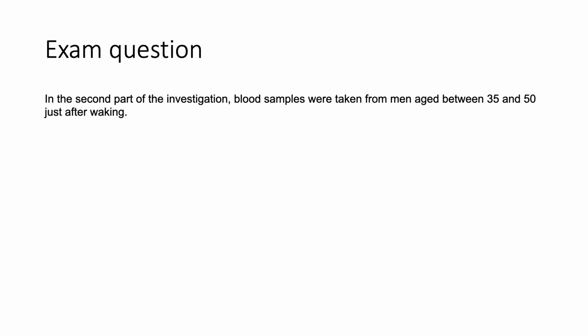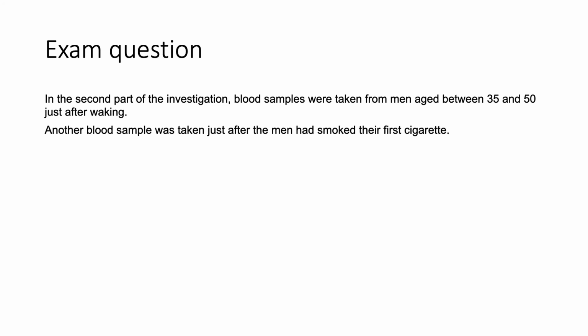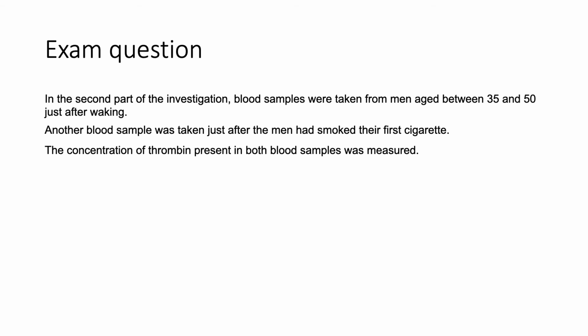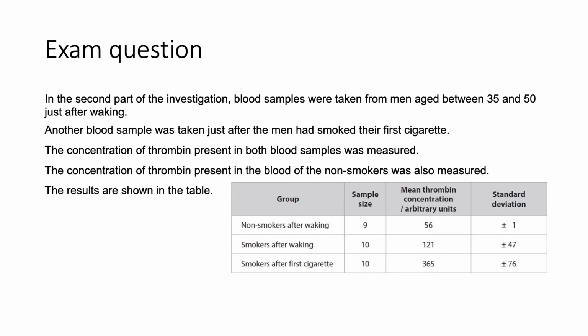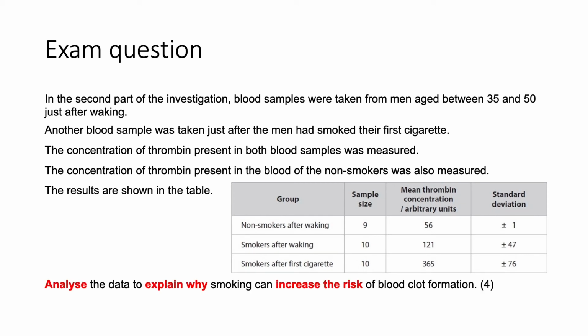The question continues to say that in the second part of the investigation, blood samples were taken from men aged between 35 and 50 just after waking. Another blood sample was taken just after the men had smoked their first cigarette. The concentration of thrombin present in both blood samples was measured. The concentration of thrombin present in the blood of the non-smokers was also measured. And here we have the results again for this part of the investigation in this table. Analyse the data to explain why smoking can increase the risk of blood clot formation, 4 marks.